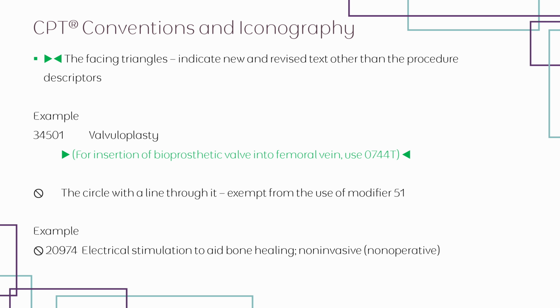To see an example of this, take a moment to locate code 20974 in your CPT codebook. You'll see that this code has a circle with a line through it next to the code number. This tells you that if this procedure is performed with other services, you do not add a modifier 51. If you ever need a full list of codes that are modifier 51 exempt, you can find it in Appendix E of the CPT codebook. These symbols will serve as a quick visual cue that help you apply the codes correctly while ensuring compliance with coding guidelines.